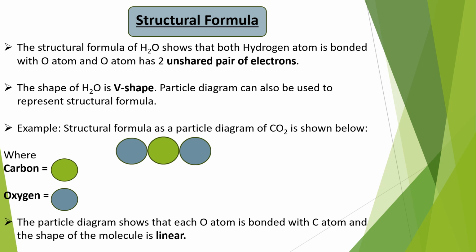Particle diagrams can also be used to represent structural formula. The structural formula as a particle diagram of carbon dioxide is shown below, where carbon is represented by a green circle and oxygen atoms are represented by blue circles. The particle diagram shows that each oxygen atom is bonded with the carbon atom and the shape of the molecule is linear.